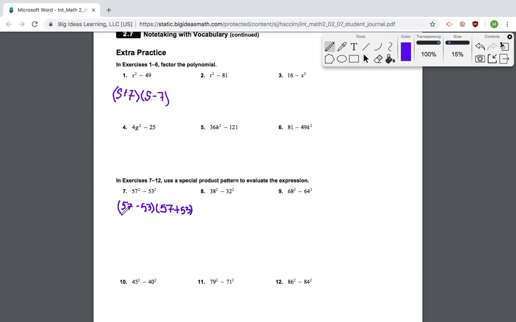And you don't have to think about foiling or anything. What is 57 minus 53? 4. And 57 plus 53, to break it down mentally, 50 plus 50 is 100, and 7 plus 3 is 10, so that makes 110. And then if you multiply 4 times 100, you get 400, and 4 times 10 is 40. So you'd say 400 plus 40 is 440. Again, the point of this is that you do it with no calculator.